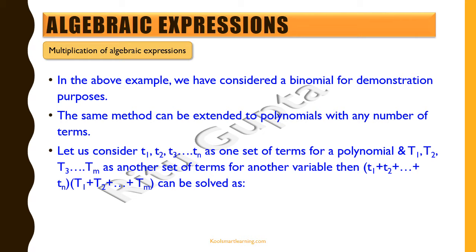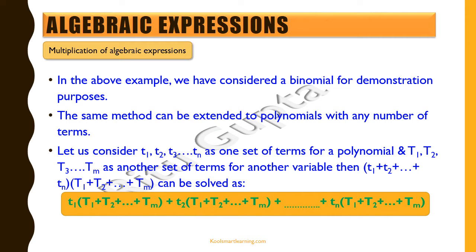Now if you want to find the product of these two polynomials, the result would look like small t1, the first term of the first polynomial, multiplied by the complete second polynomial, which is capital T1 plus T2 till Tm, plus the second term of the first polynomial, small t2, multiplied by capital T1 plus capital T2 till Tm, and so on till we multiply the last term of the first polynomial, small tn, with the whole second polynomial, capital T1 plus capital T2 till Tm. So this will be the product of two polynomials with n and m terms each.